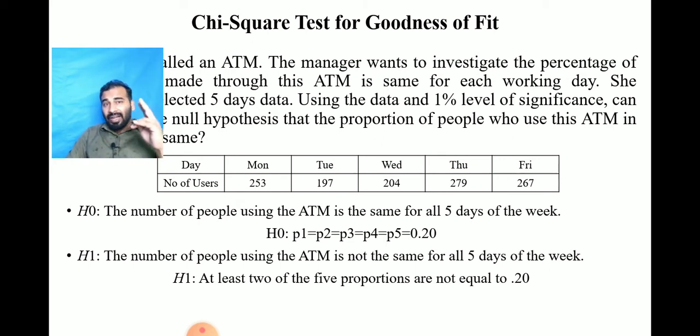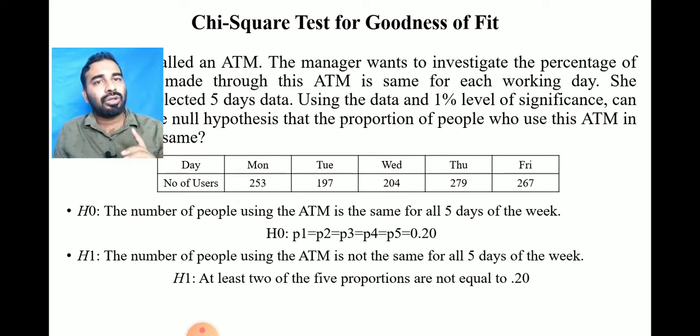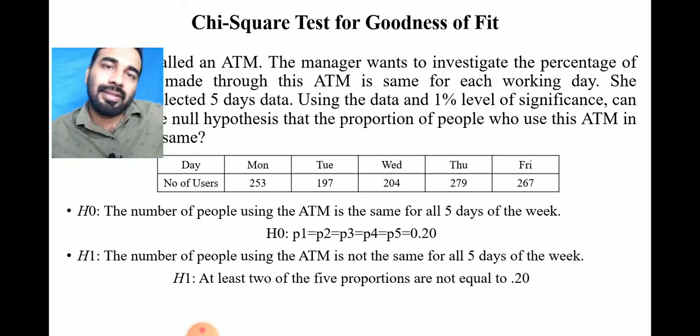We have 5 different days, so in each day the proportion should be 0.2, because 1 day divided by 5, second day divided by 5, third day divided by 5, fourth day divided by 5, fifth day divided by 5. So it will be 1 by 5, 1 by 5, 1 by 5, 1 by 5, 1 by 5. That's why we are getting a proportion of 0.2 in a day.